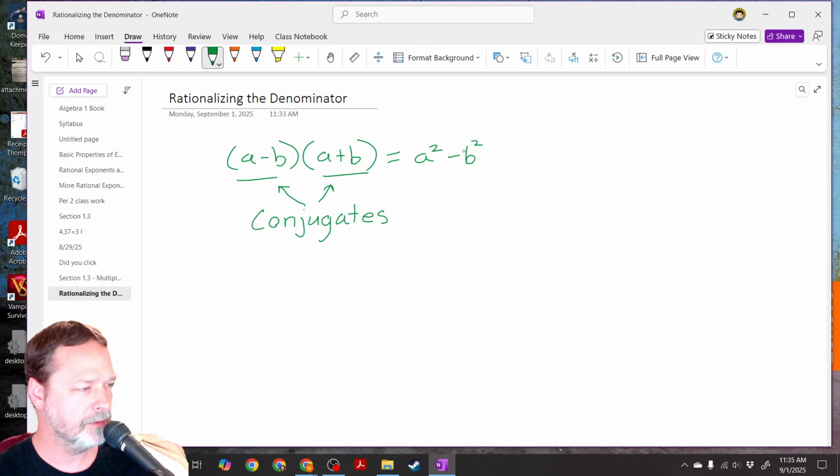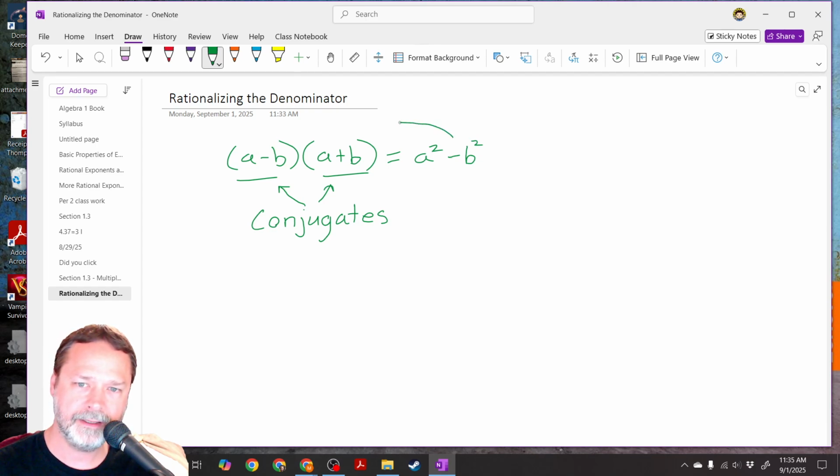A lot of you might know this as the difference of squares when we're talking about factoring. If I start with the right side here, I can easily write it as the left side. We're going to go the other way, though. We're going from here to here, and we want to take a shortcut.